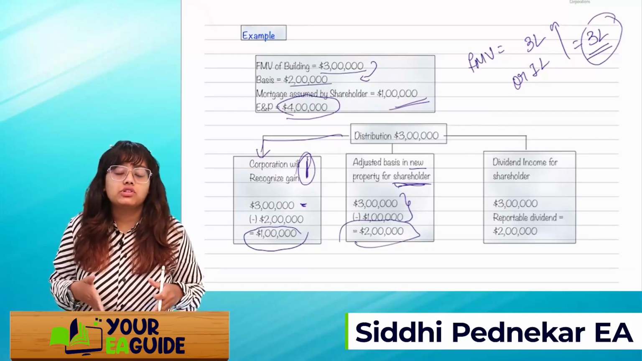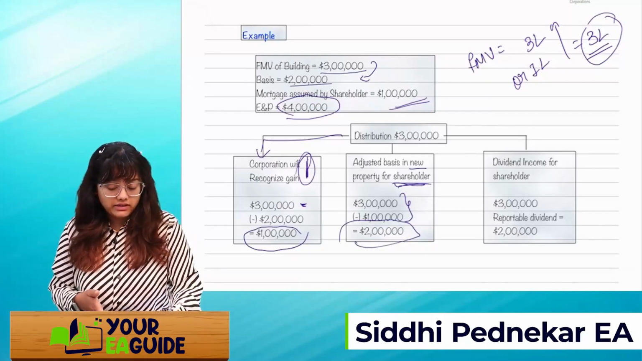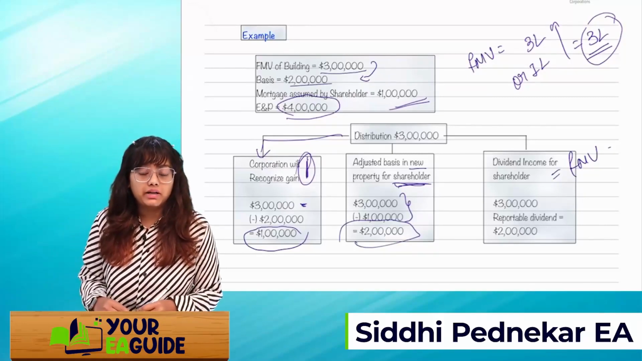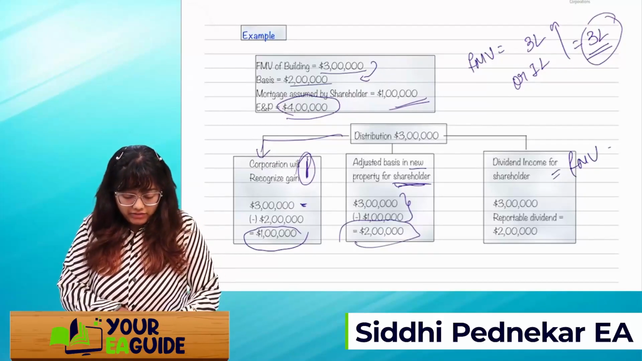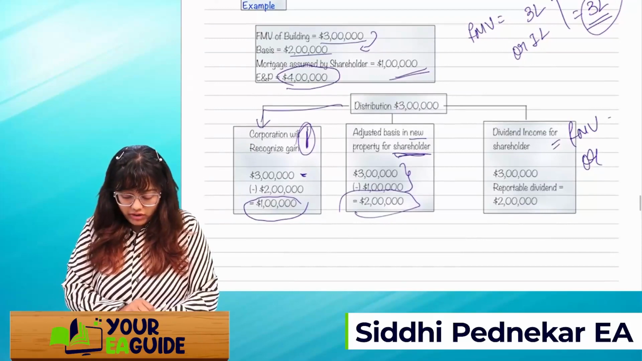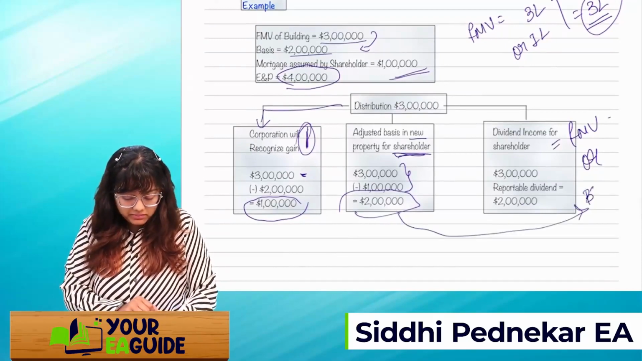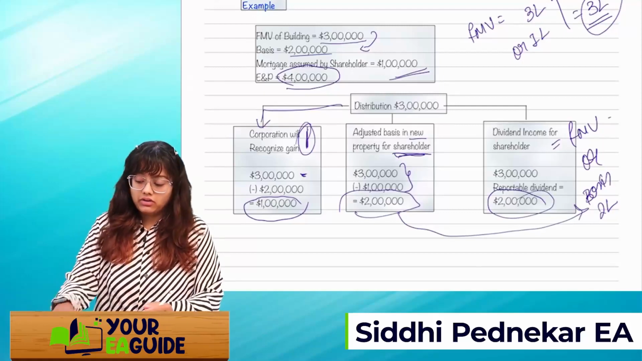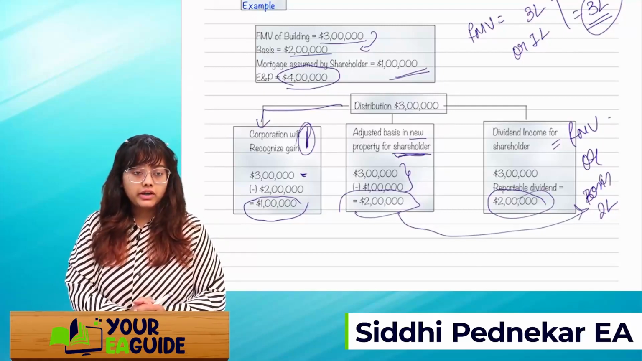Now, at what amount will the shareholder recognize dividend? As I said, the dividend income should be the FMV. Okay, it should be 3 lakh. But FMV or what is the basis of my property? Basis of property is just 2 lakh. So reportable dividend will be just 2 lakh and not 3 lakh. Got it, guys?